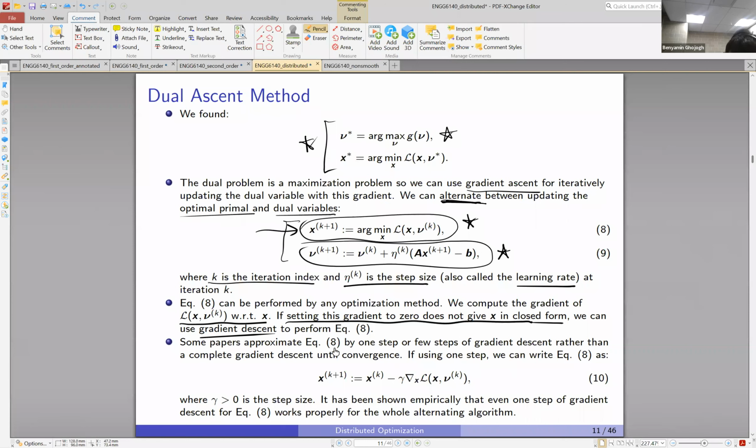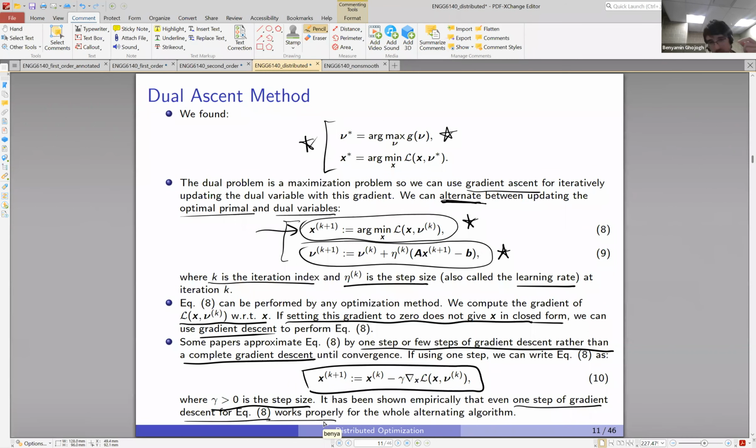Some papers approximate equation 8 by one step or a few steps of gradient descent rather than the whole gradient descent until convergence. Again, the practical hint that I gave you. Okay, you can do one or several steps in practice. If using one step, we can write equation 8 as this. This is one step of gradient descent, right? Where gamma is the step size or learning rate in the gradient descent for this. It has been shown empirically that even one step of gradient descent for equation 8 works properly for the whole alternating algorithm. Okay.